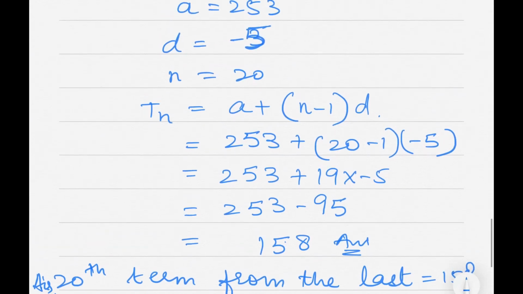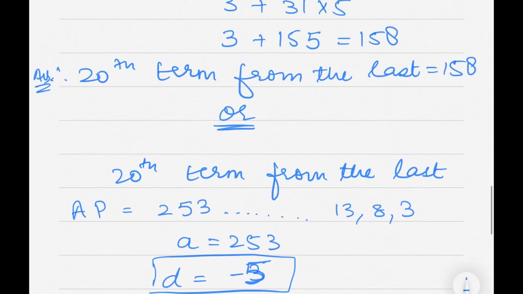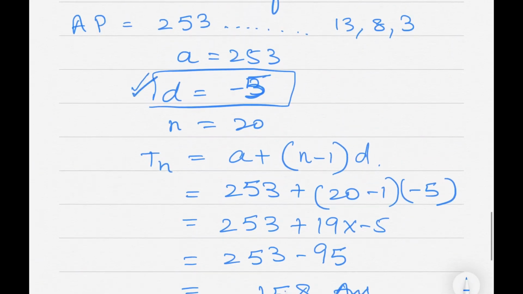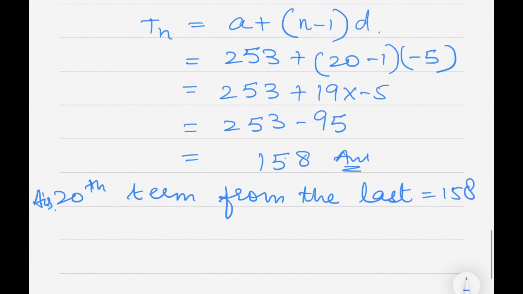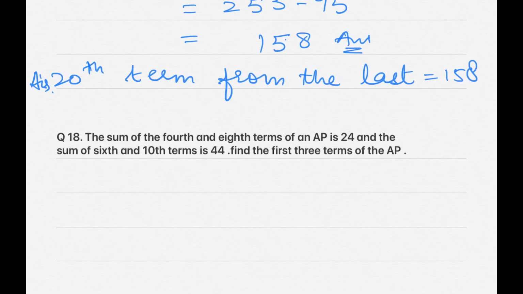I think you would find this easier, but you have to consider that there is a chance of making mistakes in thinking about D, because now it is decreasing. If it was decreasing in the original AP, the reverse AP will have the positive D. So we have to think in that way, and there is some chance of making mistakes. So you have to take care here, and you can do it this way also. Both the ways are correct. Any way you do, it's fine. Okay guys, so now let's move to question number 18.